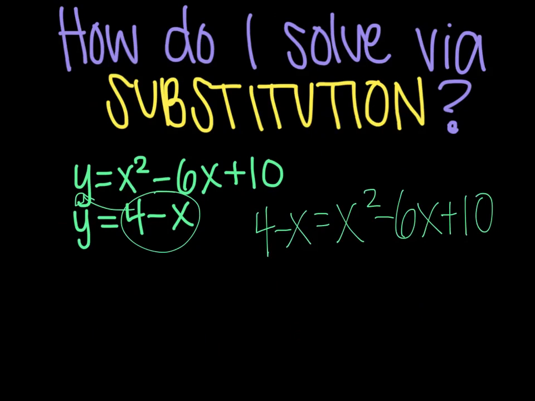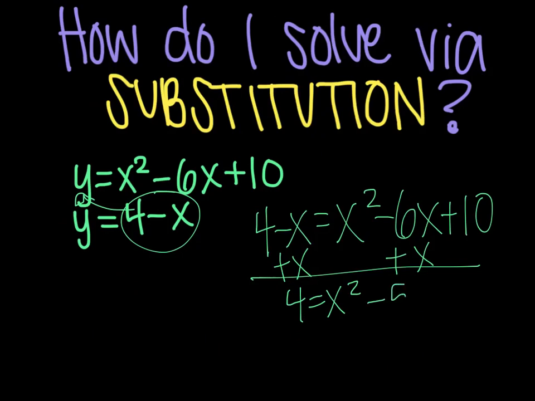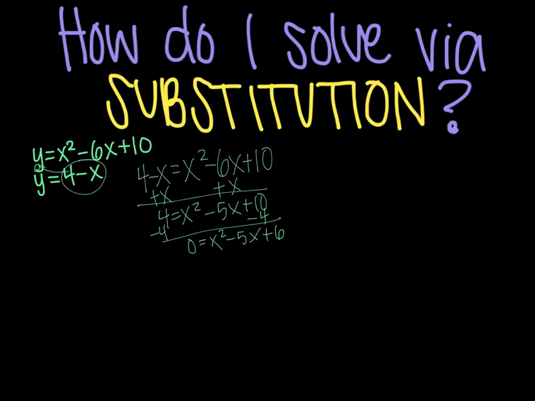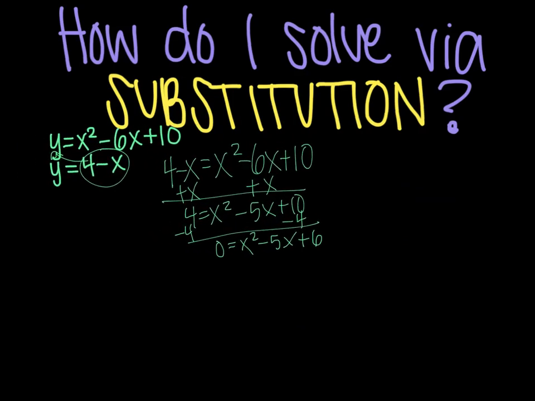And it doesn't really matter which way you go, but I just look for the easiest method. So I'm going to add x on both sides, and then I'm left with 4 equals x squared minus 5x plus 10. And then I'm going to subtract 4 on both sides. That will get me 0 equals x squared minus 5x plus 6. Now that I have it set equal to 0, I can factor.